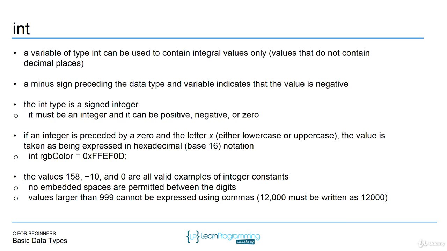The values 158, -10, and 0 are all valid examples of constants that you can assign to integer variables. There's no embedded spaces permitted between the digits. Right? And if you try to assign a value larger than 999, you can't use commas. So don't try to assign a value to a variable named x with 12,000 written with a comma. You have to do 12000.